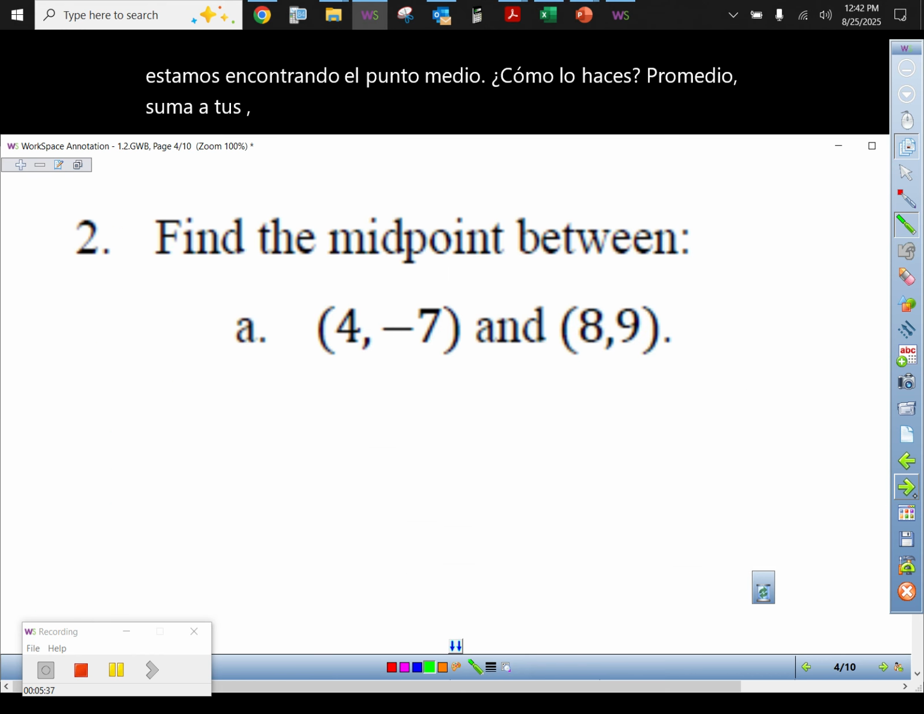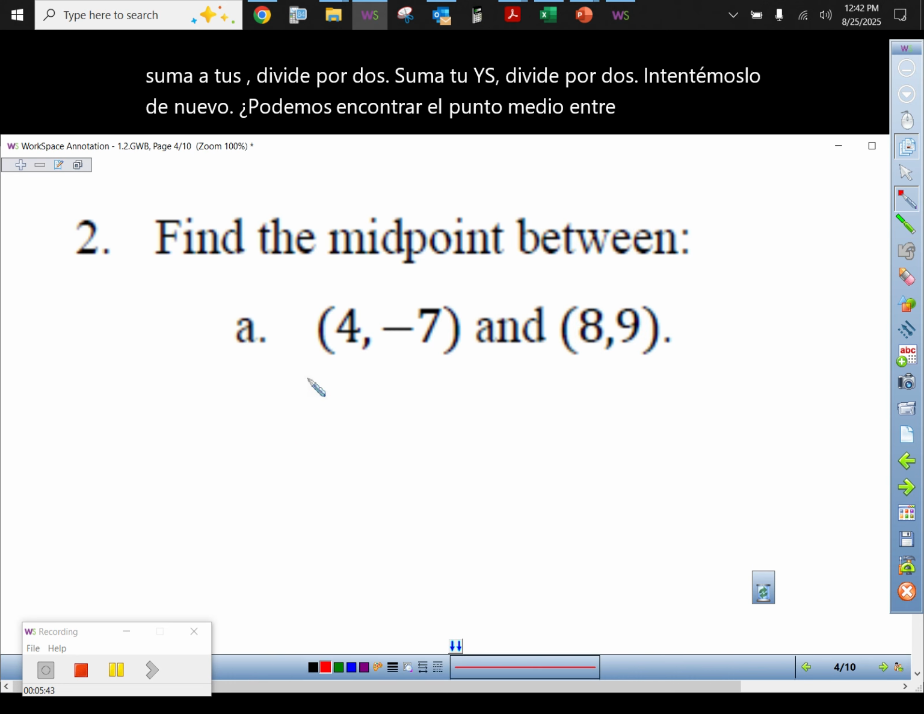Let's try that again. Can we find the midpoint between these bad boys? So let's take our x's, 4 plus 8, and divide by 2. And let's take our y's, -7 plus 9, and divide by 2. Do you see how I'm just setting it up? I like to do my stuff in different colors, so I can see what's going on, though you obviously are just doing it in pencil. And then for the optional step, some of you can do this in your brain or calculator.